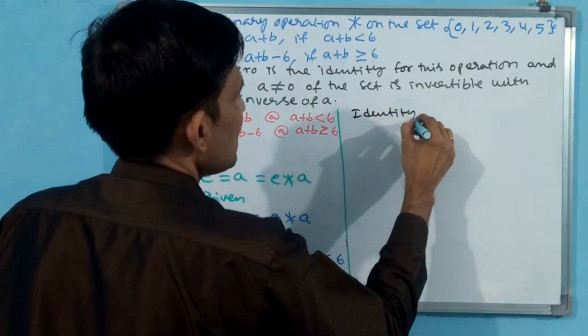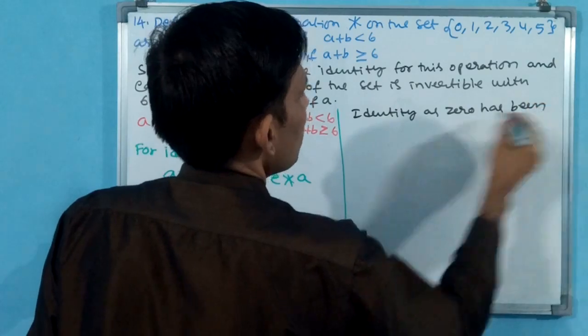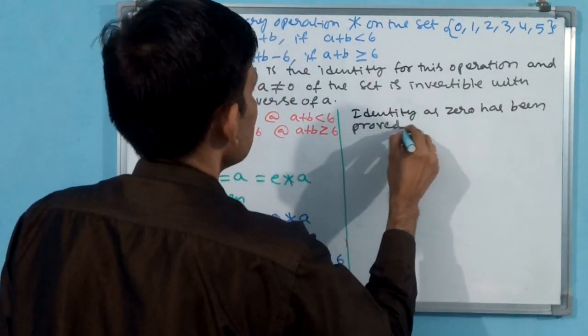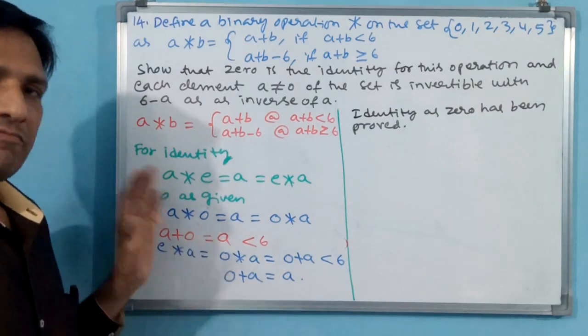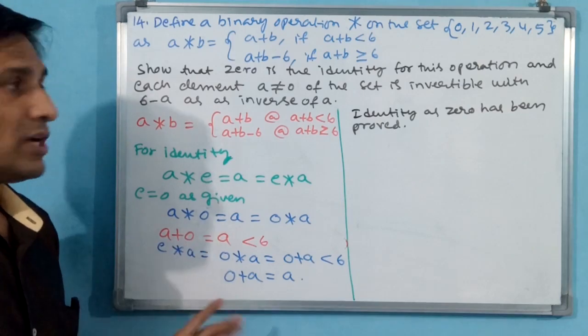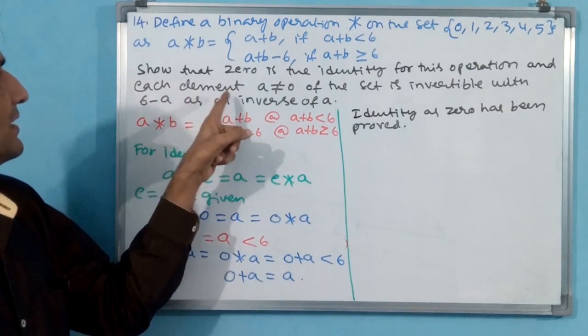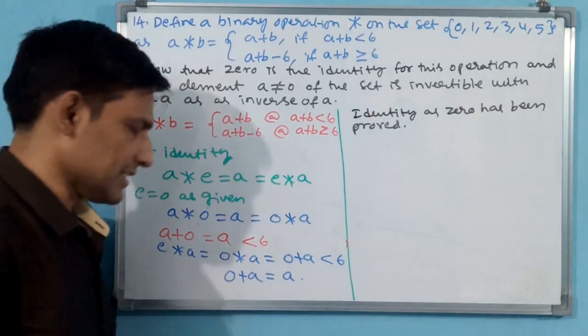Identity, as 0, has been proved. That's all. Identity, 50% of the question is over. Identity we have proved. Then go for inverse. Inverse also we will see. For inverse, again you write.